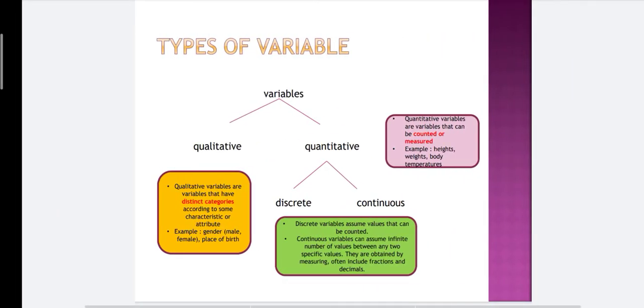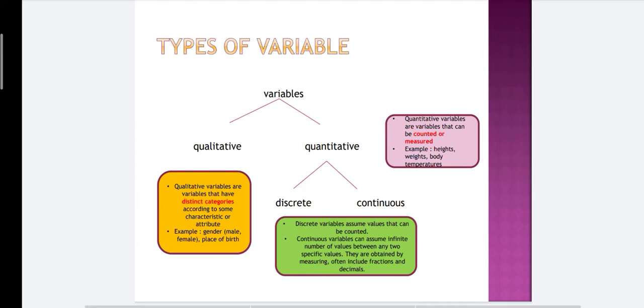Okay, the next one adalah type of variable. So, tadi I dah mention the definition of variable, which is the characteristic of interest. Apa benda yang kita nak kaji. Okay, that is the variable of interest. So, actually ada two types of variable, which is the qualitative and quantitative.